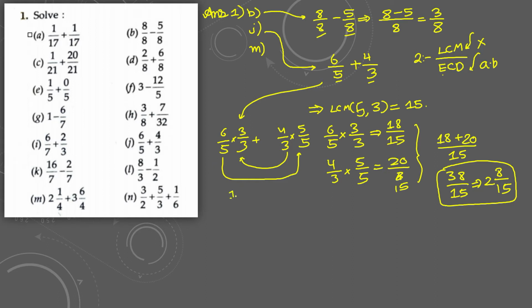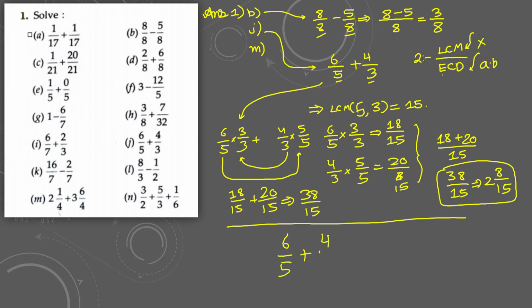Here again 18 upon 15 will come, and here 20 upon 15 will come. And here we're going to get 38 upon 15. Or the easiest way to do it, the fastest way, is you just write 6 upon 5 like this. Then you put 4 upon 3 like this. Then you just cross multiply. 5 into 4 is 20, 6 into 3 is 18. And you add these numbers. We get 38. And the denominator would be the product of the denominators below, that is 15. So it is the fastest way. This is the method of ECD.